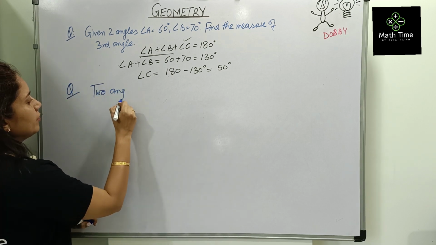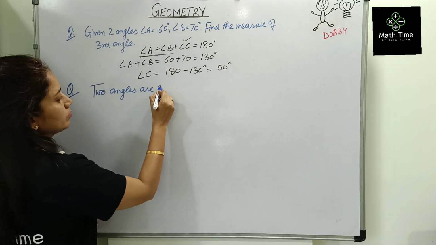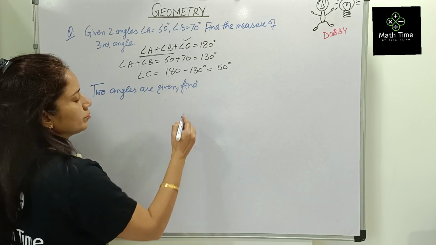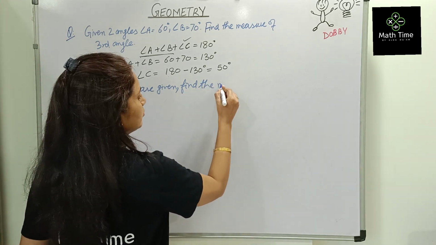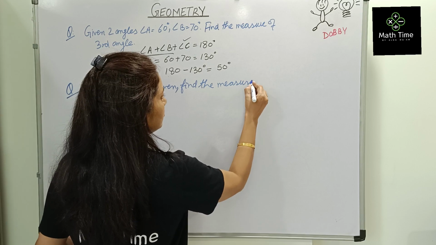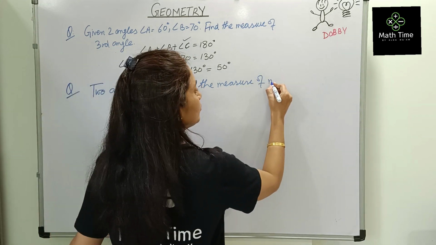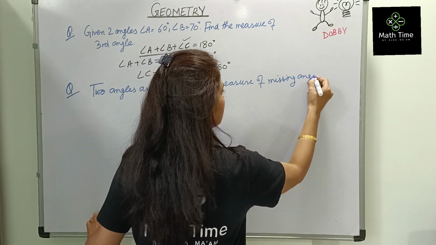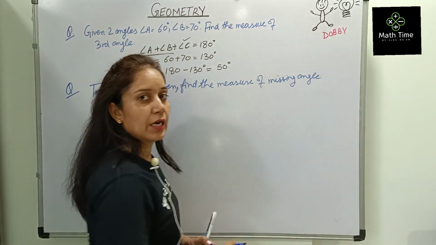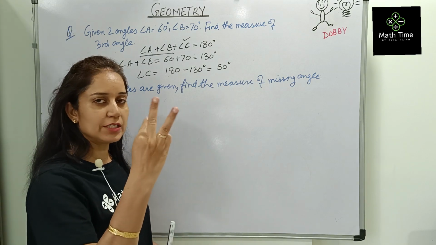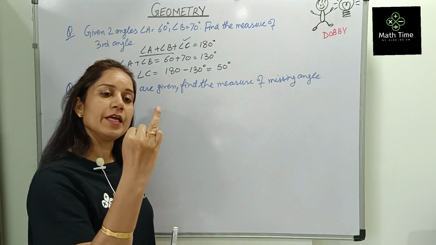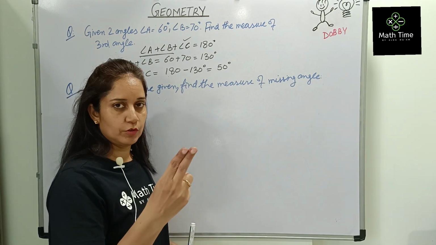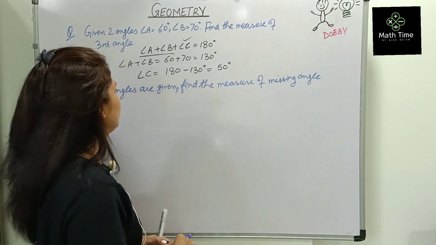Two angles are given. Find the measure of the missing angle. Okay. A triangle is having three angles. Total sum you are knowing, 180. So any two are given, so the third one you can find, right? So you add the first two and get the third one.